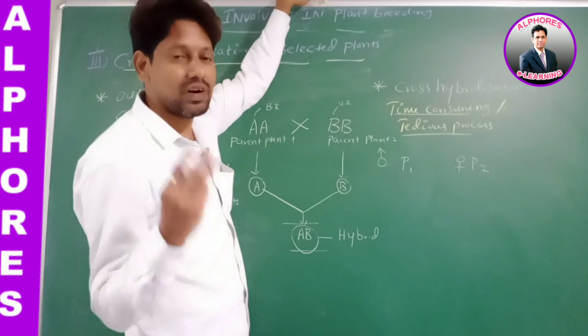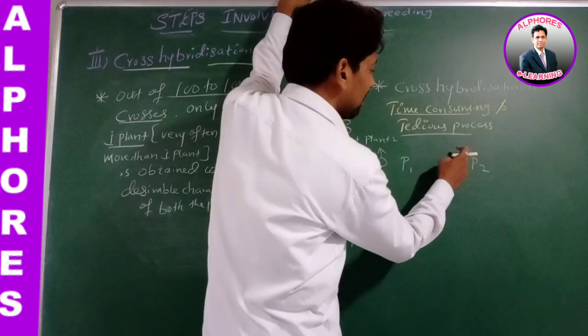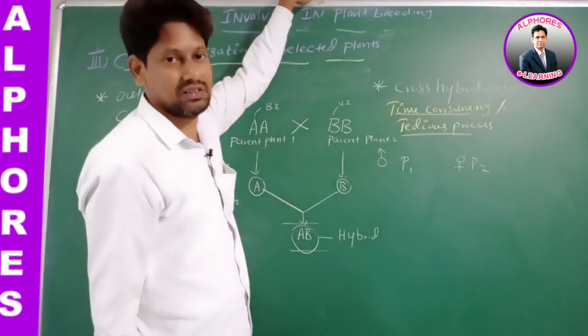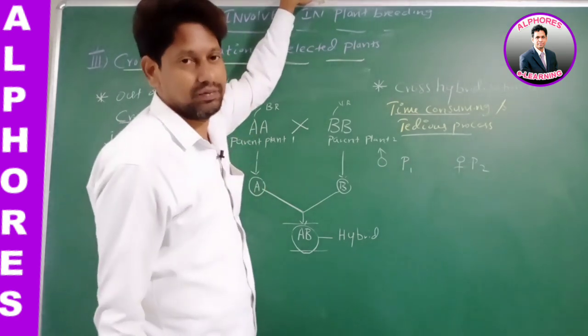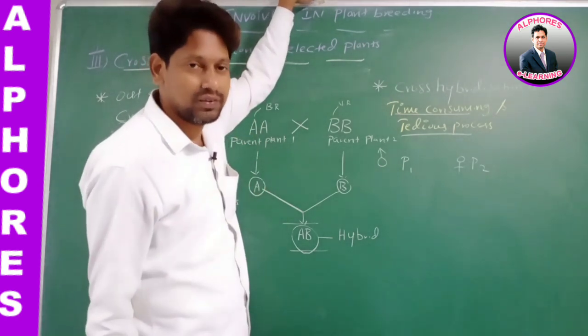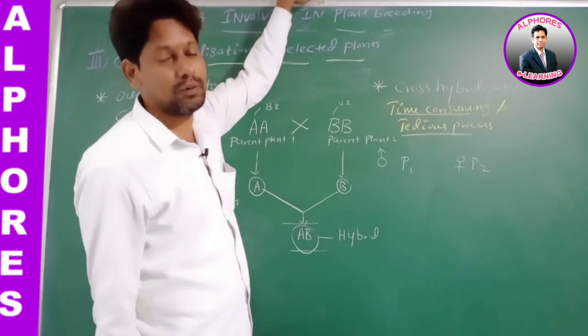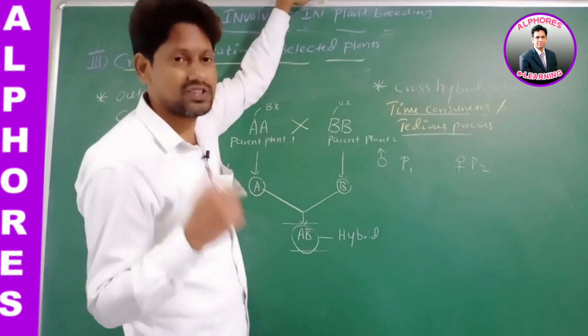Sir, what is the third step? Bagging. Now, can we call the flower of this female parent an emasculated flower? Yes. That emasculated flower is covered with a polythene bag. All these statements we read in first year. What is this process called? Bagging process.